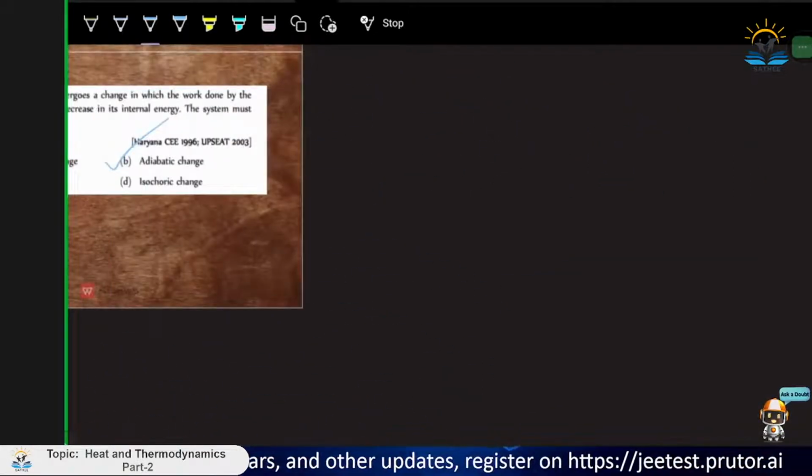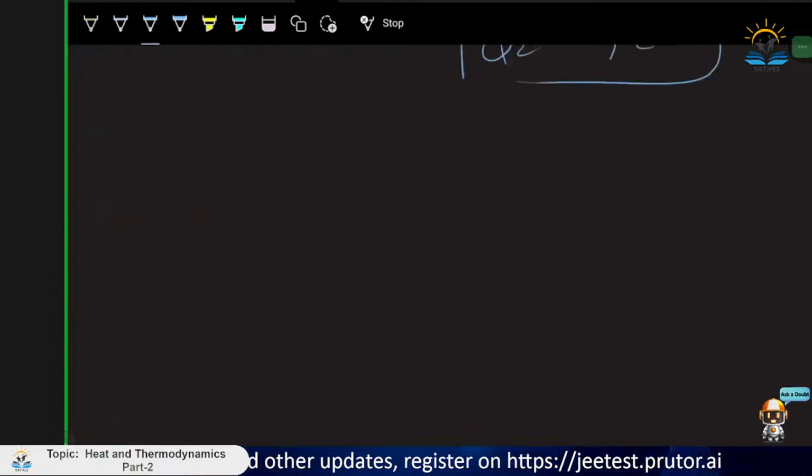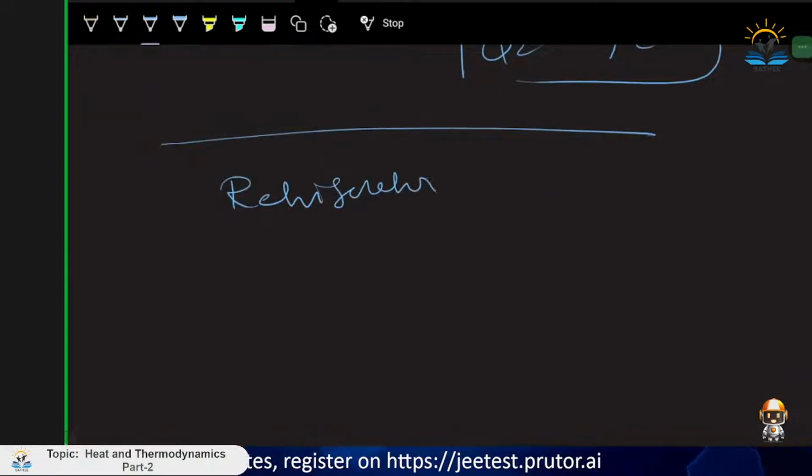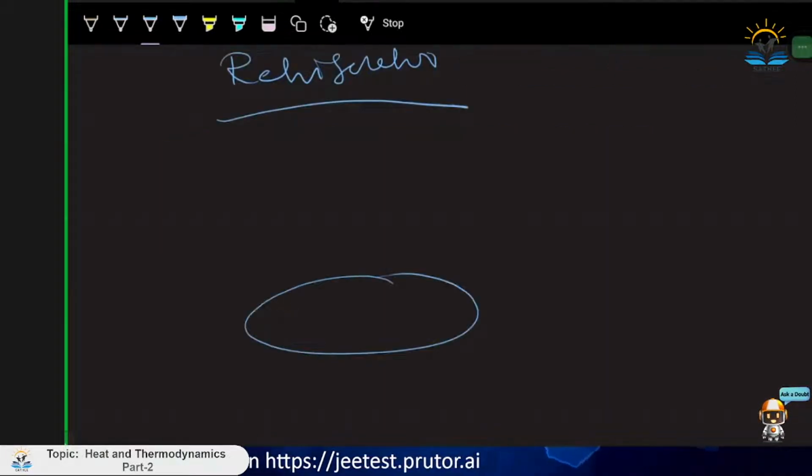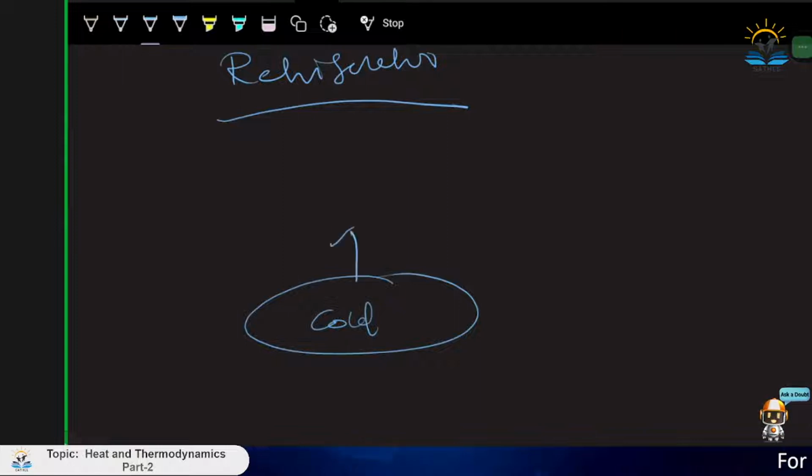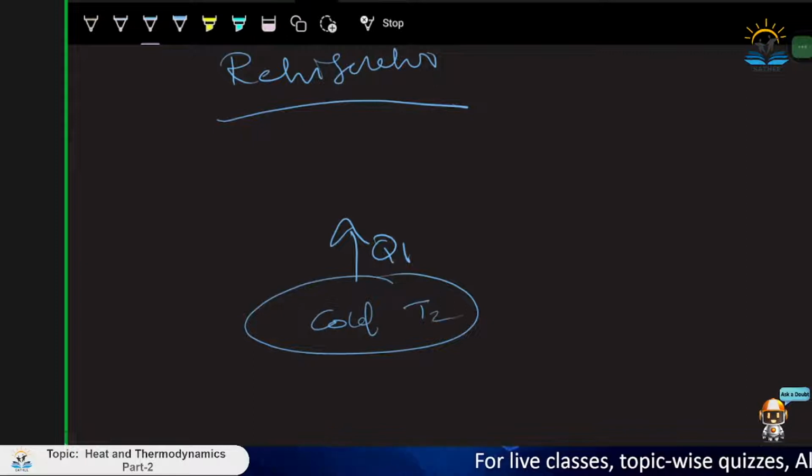Let's see what a refrigerator is. A refrigerator means there is a cold reservoir, and we are transferring Q1 heat. This is at temperature T2, whatever.